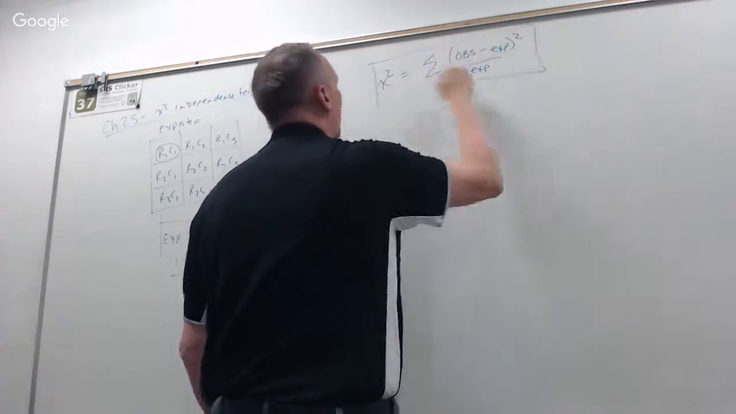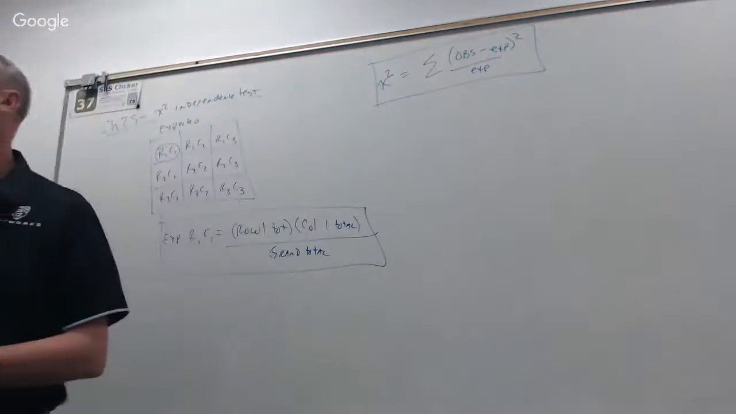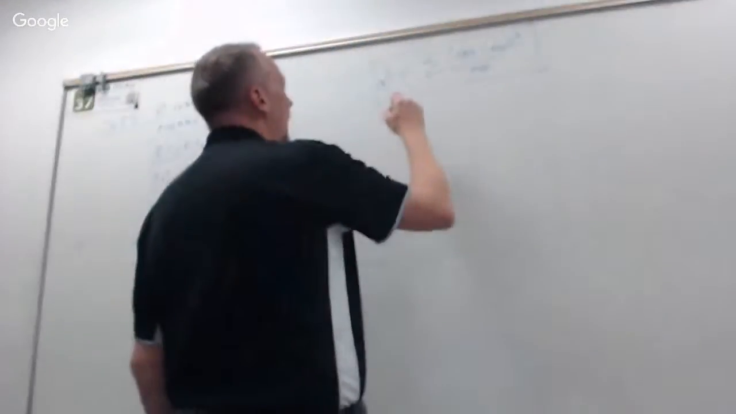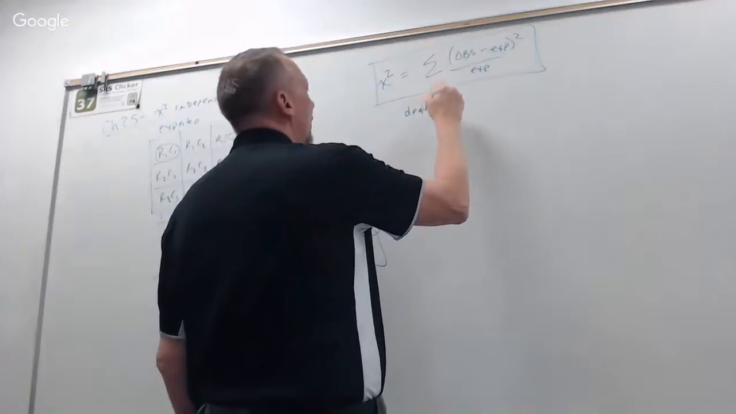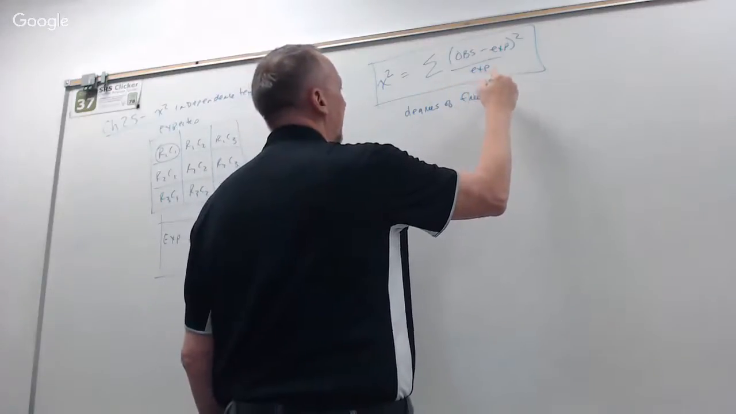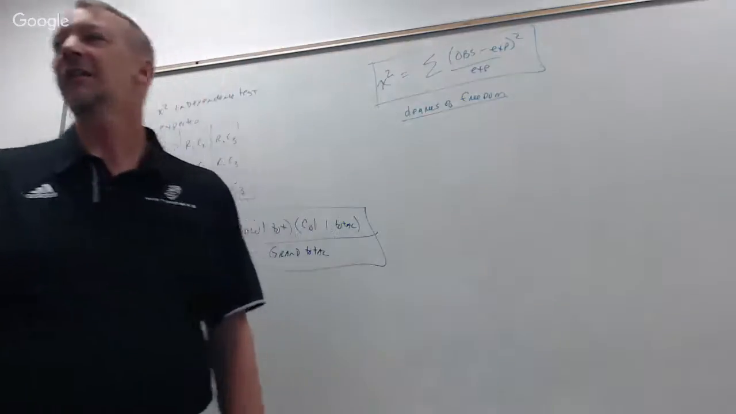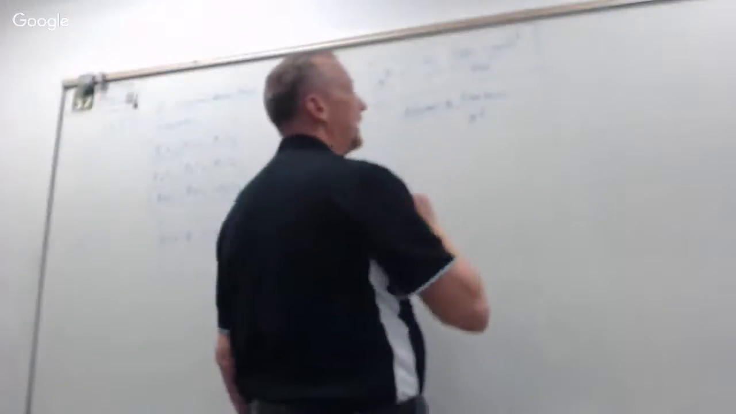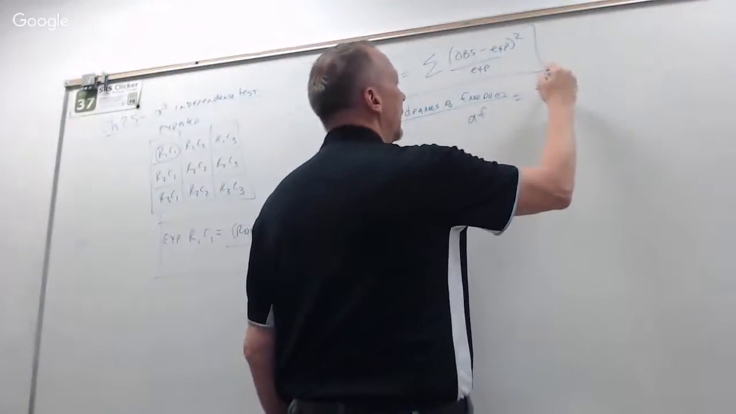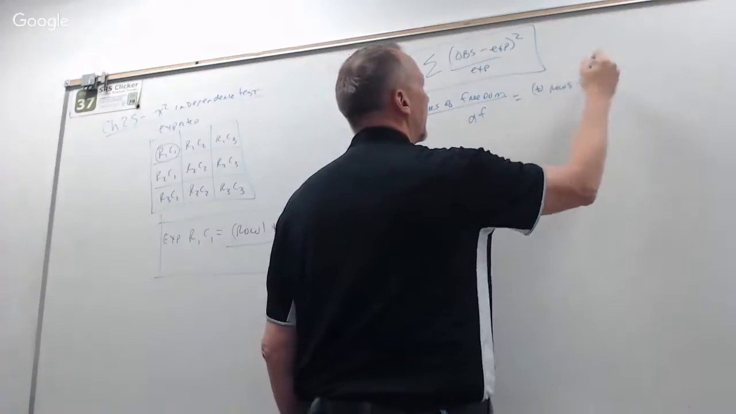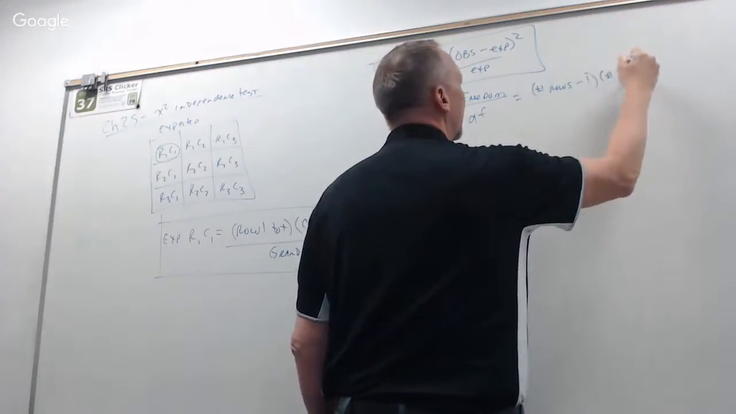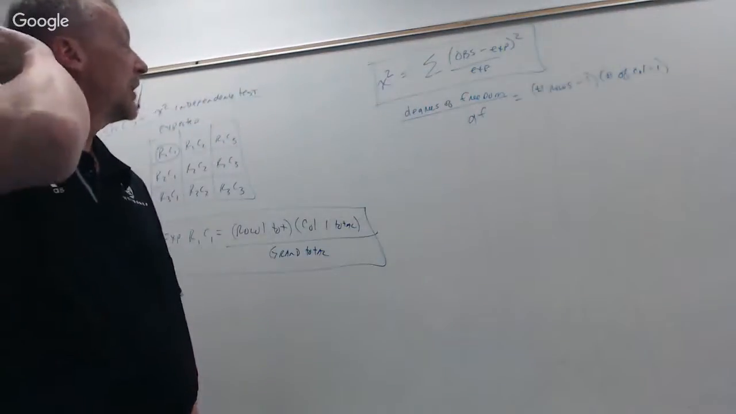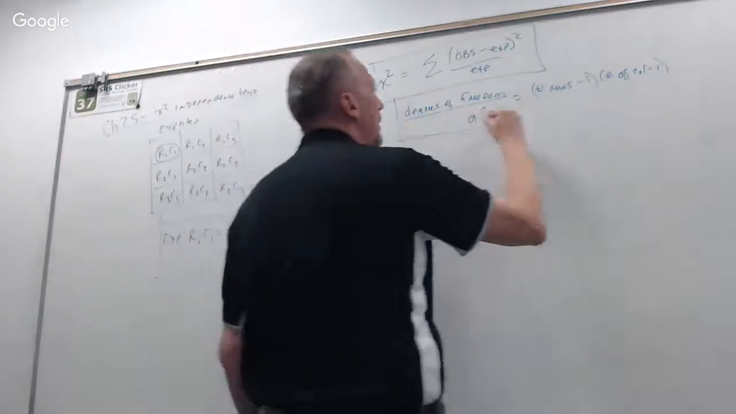Now this is a new distribution. We haven't talked about the chi-square distribution, right? One of the things, the chi-square distribution has a thing called degrees of freedom. Why do they call it degrees of freedom? I don't know. It's kind of a weird name. But your degrees of freedom, sometimes I abbreviate that df, equals the number of rows minus 1 times the number of columns minus 1. So those are the two things you're going to need to remember.